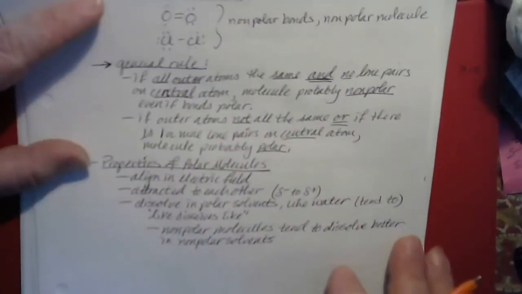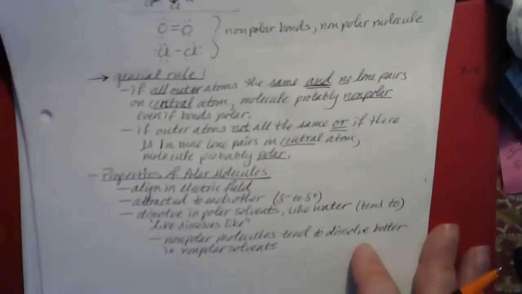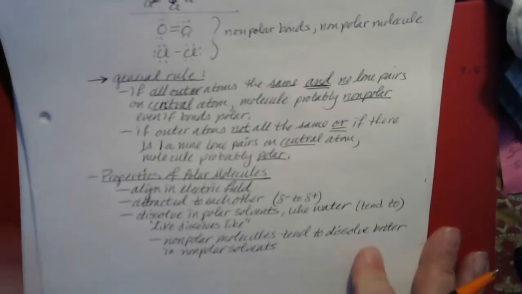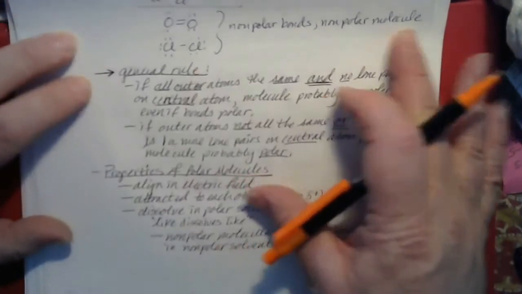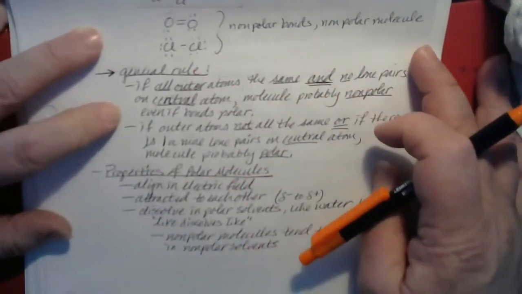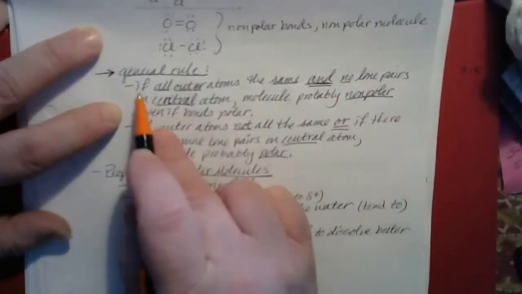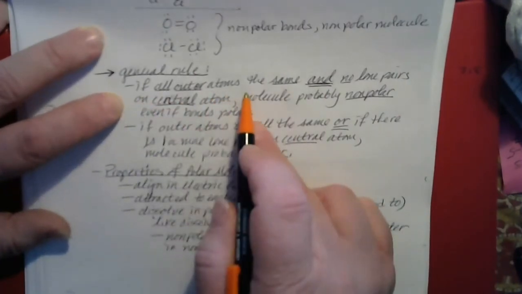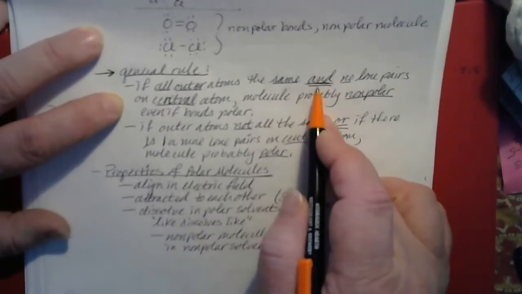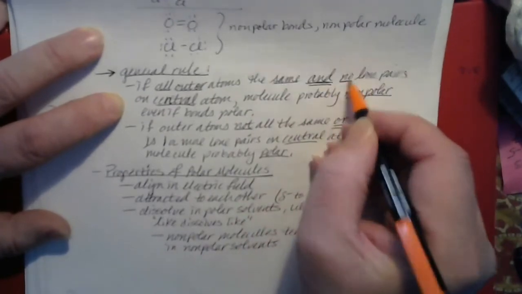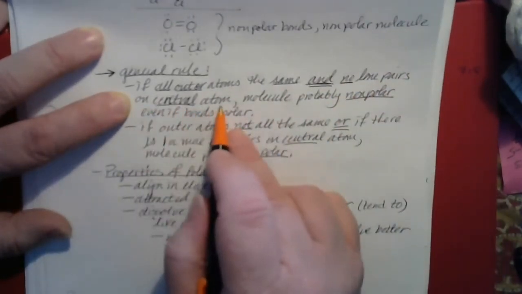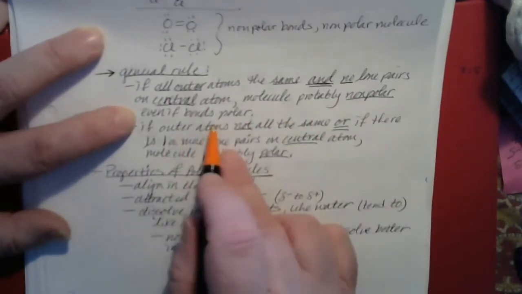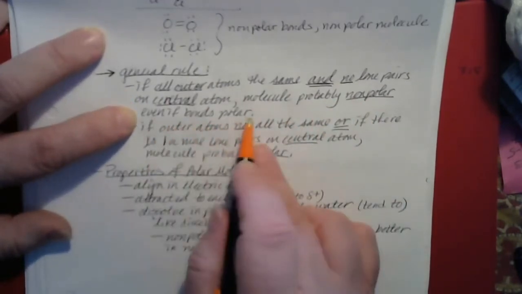The book doesn't really mention it, although it shows lots of examples, so you might be able to deduce it on your own if you really think about it. But there is a general rule of thumb that's almost always true, and that is that if all of the outer atoms are the same, and there are no lone pairs on the central atom, then the molecule is probably nonpolar, even if the bonds are polar.